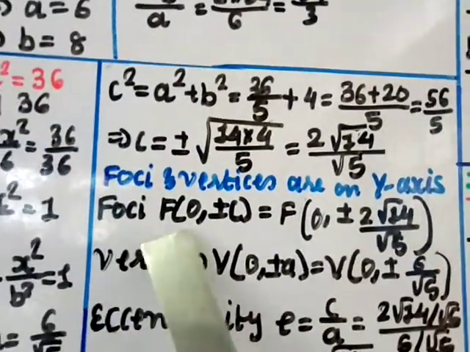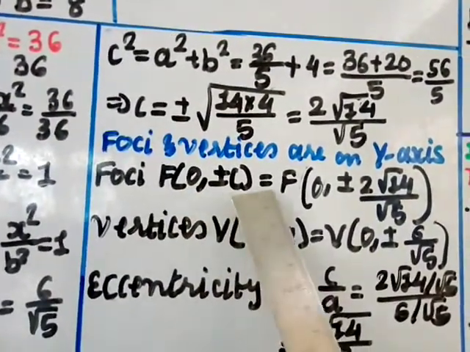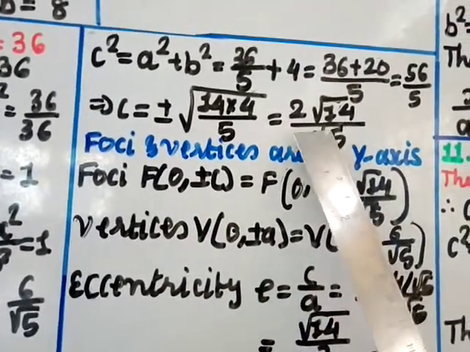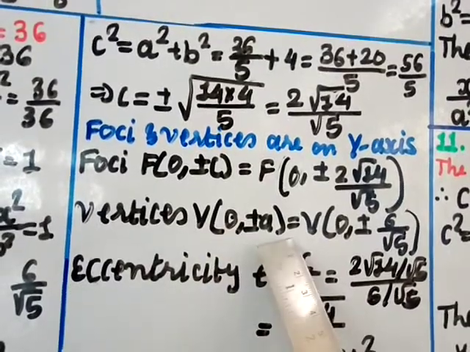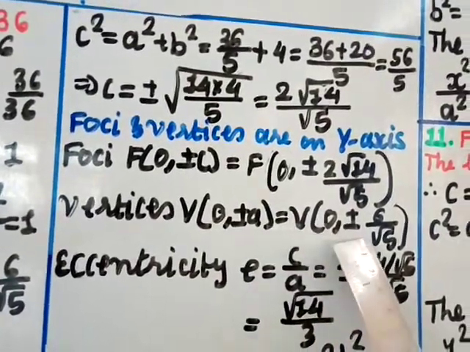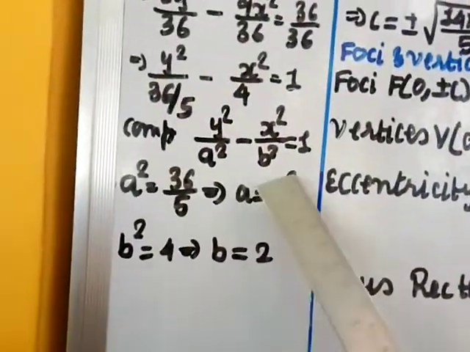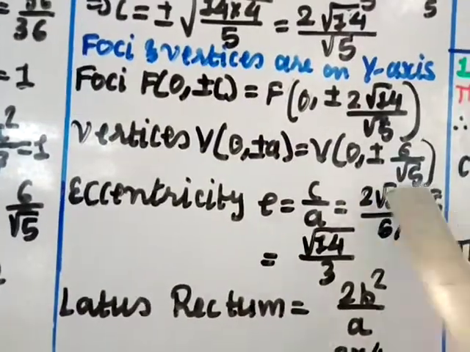Therefore foci is of the form 0 plus or minus c, equal to 0 plus or minus c value, this much, 2 root 14 by root 5, and vertices 0 plus or minus a. So vertices 0 plus or minus a is this one, 6 by root 5. So put 6 by root 5.